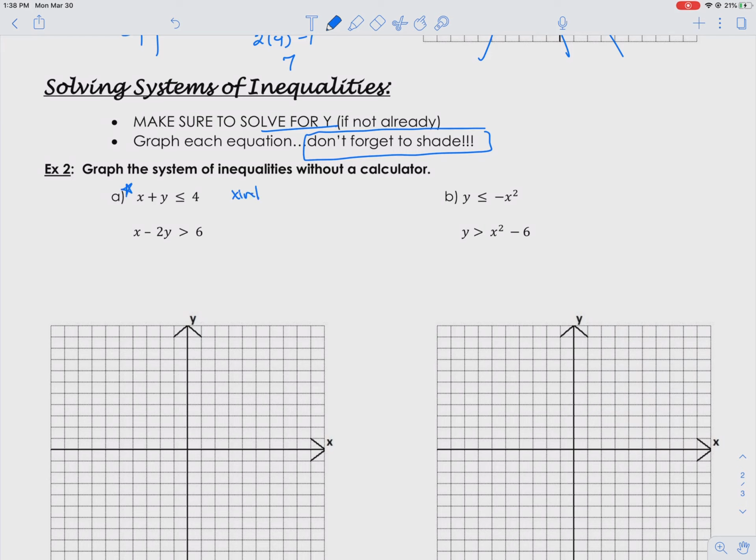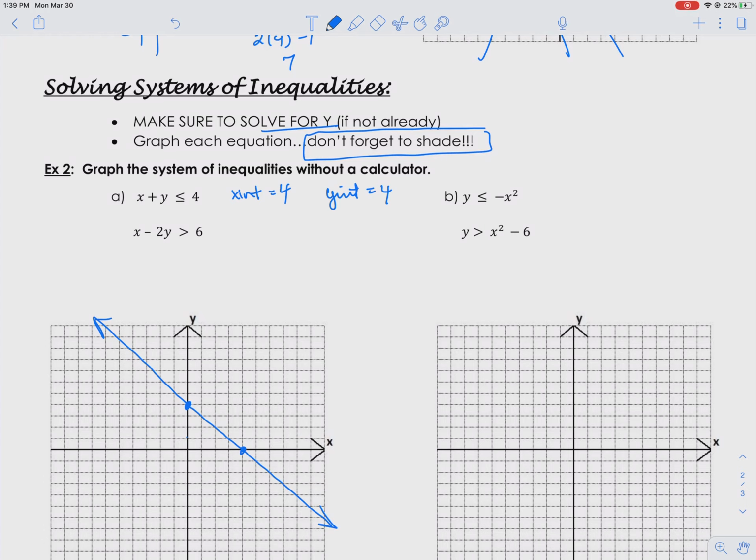My x-intercept, if I make y 0, is going to be 4. Let's see what my y-intercept would be. For the y-intercept, I'm going to make x 0. So that's also going to be 4. So I'm going to have a dot 1, 2, 3 here, and 1, 2, 3 here. Notice that this is going to have an equal mark, so I'm going to have a solid line.